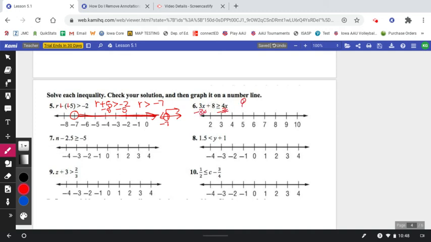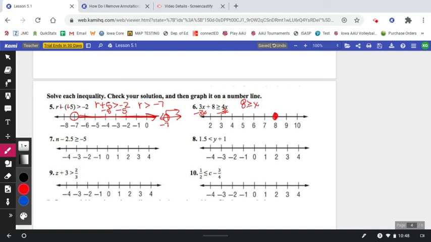So that leaves me with 8 is greater than or equal to x. So I know that it's going to be a solid circle on 8 because it's greater than or equal to. And this one, because my x is on the right, if I read it, it says 8 is greater than all of the answers. 8 is the biggest out of all the answers. And so I actually need to point this one to the left.